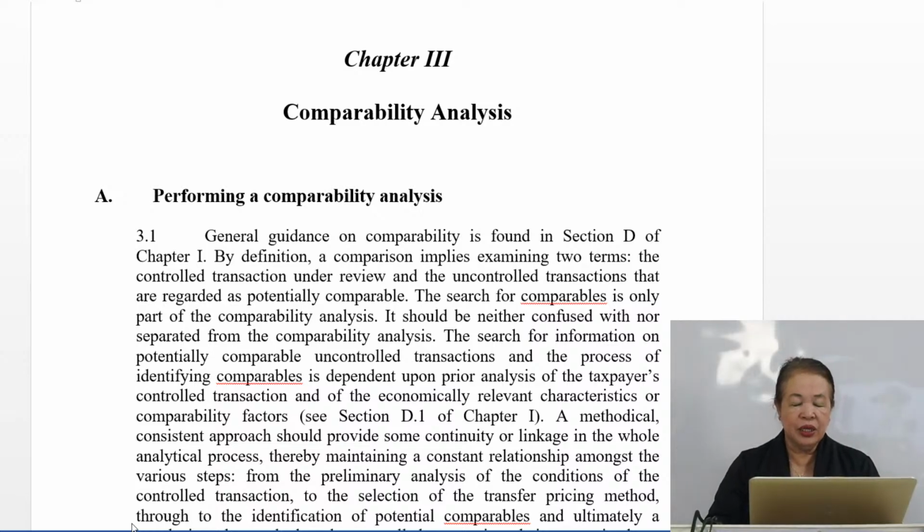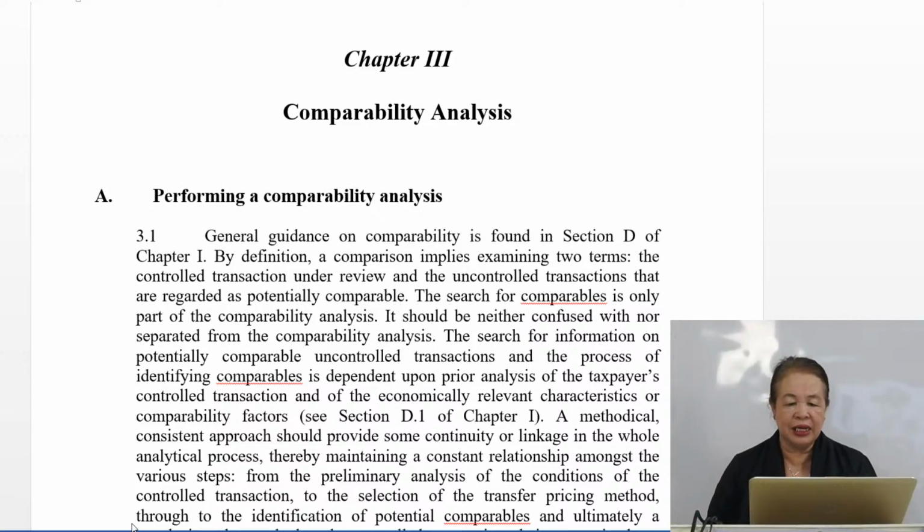So, yung kino-compare mo, yun yung related parties and the comparable, which is the independent party. The search for information on potentially comparable uncontrolled transactions and the process of identifying comparables is dependent upon prior analysis of the taxpayer's controlled transaction and of the economically relevant characteristics or comparability factors, no? So, see section D.1 of chapter 1.